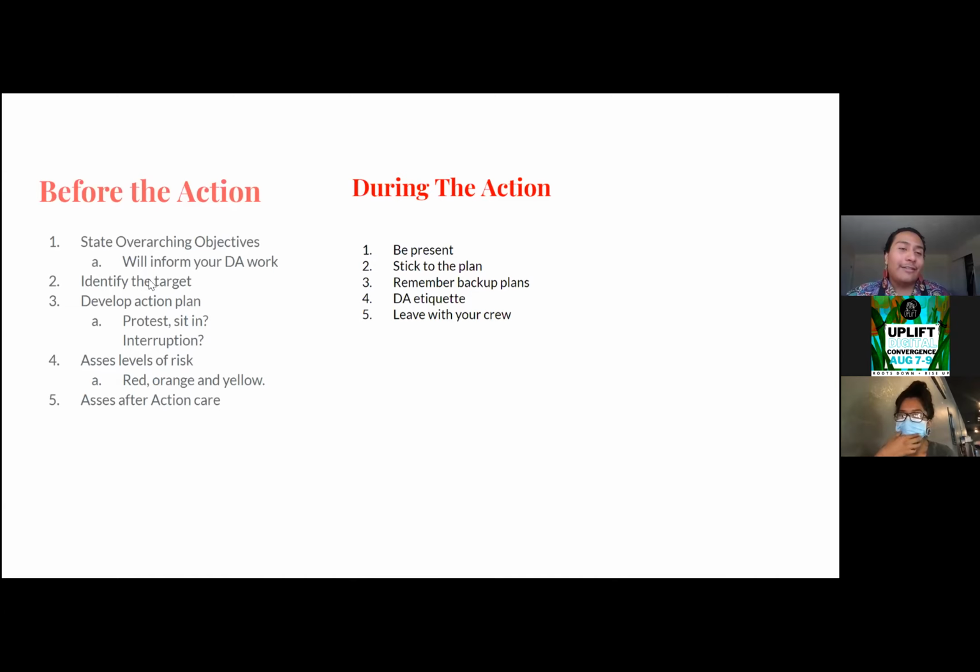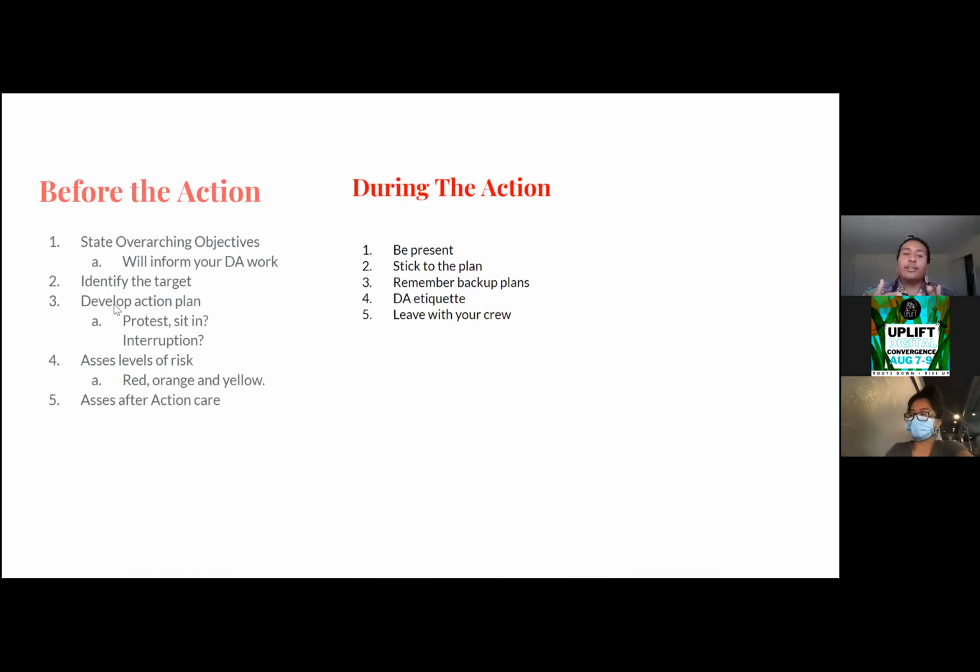Second, you're going to want to identify the target. So within your direct action specifically, what are you going for, right? Your direct action is going to inform your overarching objectives, but in this instance of direct action, who's the target? Is it the state? Is it a politician? Is it a company? Is it a law? Is it the police? You know, who are you going after, or who are you going to use as a face for what you want to be done, right?